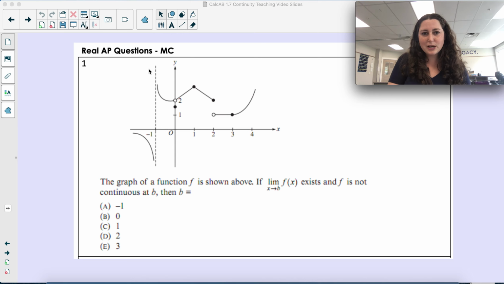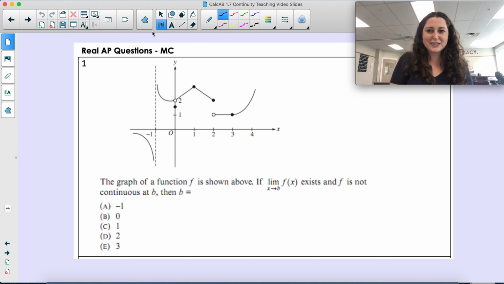So let's go over these 3 questions. If you got it right and understand it, feel free to fast forward or just listen to me anyway.